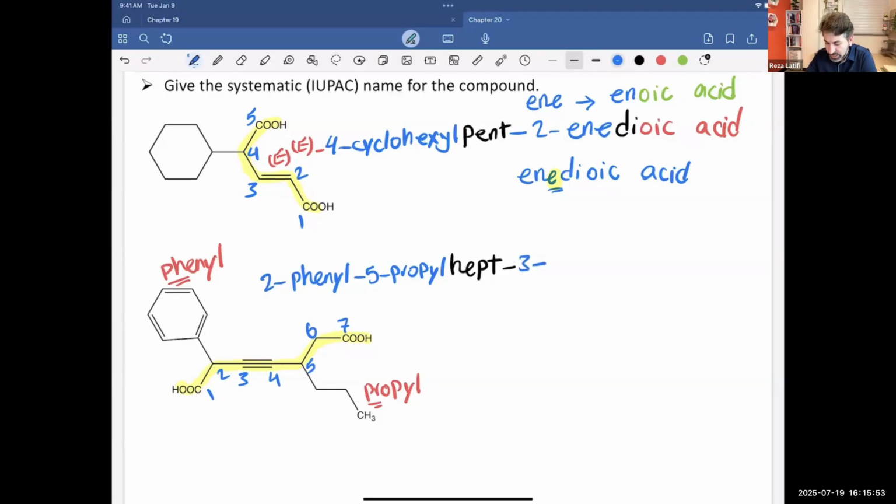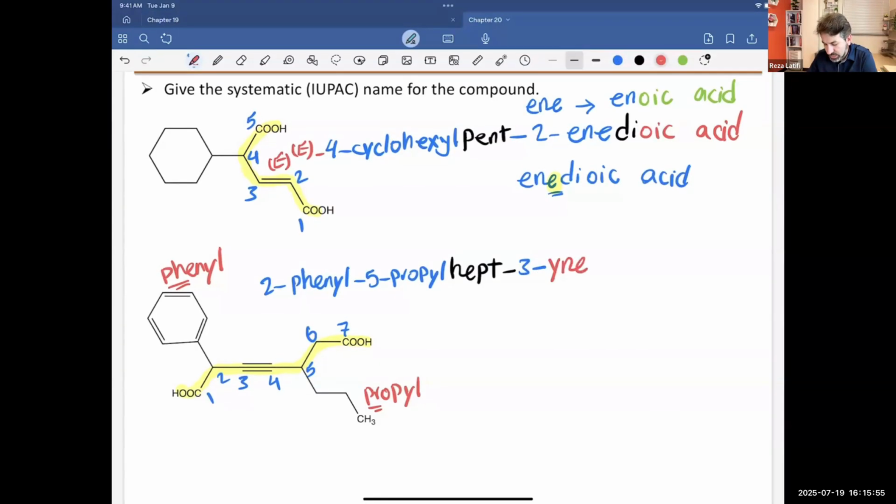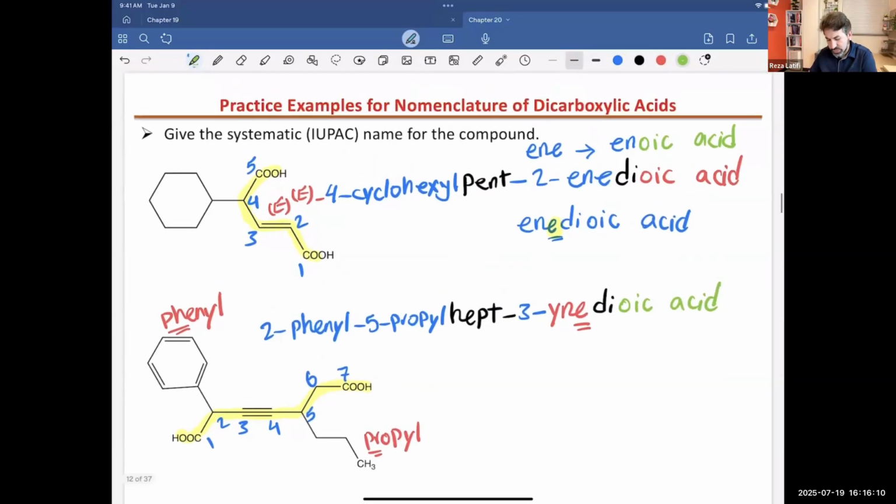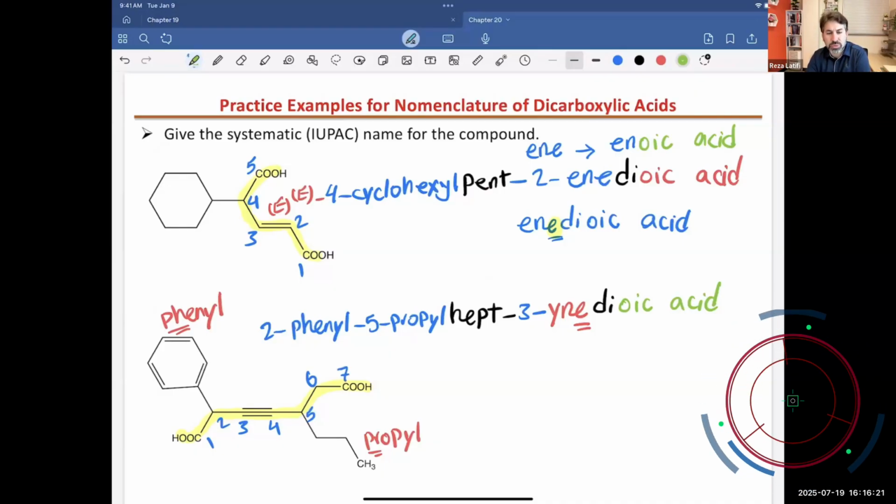And a triple bond, we show it by Y and E. Again, we're going to keep the E at the end of the name. Now, time to add the di for 2, and then say oic acid. So it will be 2-phenyl, 5-propyl, hept, dash 3-yne dioic acid. And that's going to be the correct name for the molecule. And this is going to be the end of this lecture, and thank you very much.